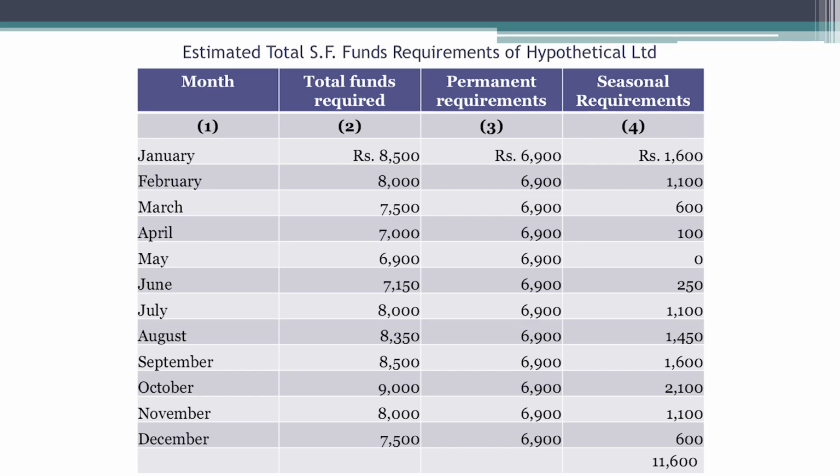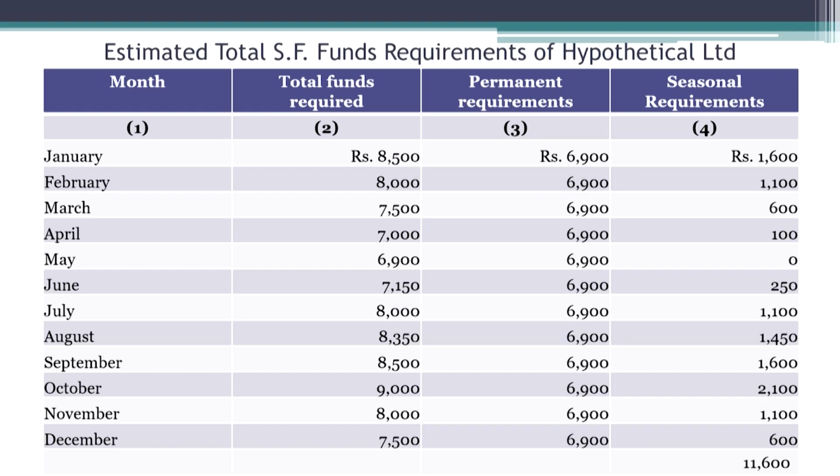If you look at this company, the total financial requirement over a period of 12 months is given to us. If you look at this requirement, you would be able to find that the maximum requirement of the company is in the month of October, to the extent of 9,000 rupees, and the minimum requirement is in May, to the extent of 6,900 rupees. This is the minimum and the maximum requirement.